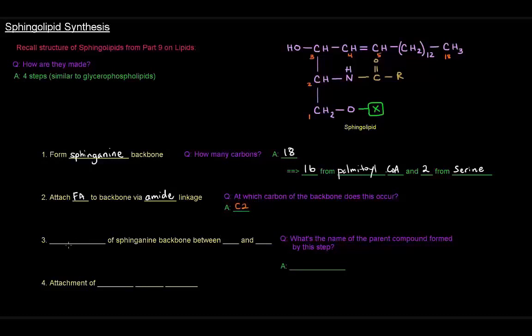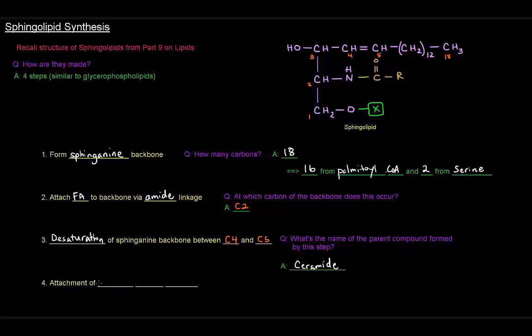The next thing that we need to do is have the desaturation of the sphingosine backbone between carbons 4 and 5. So we can see that right here between carbon 4 and carbon 5 in purple here, there is a double bond. So that has to be input in the 3rd step. And the question there is, what's the name of the parent compound formed by this step? In that step, we will make the parent compound of sphingolipids, which is called ceramide.